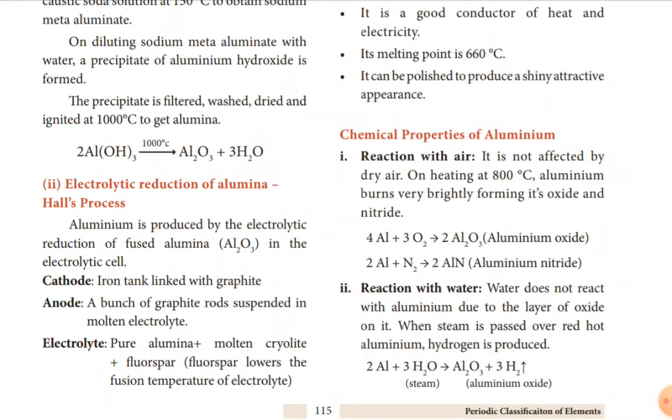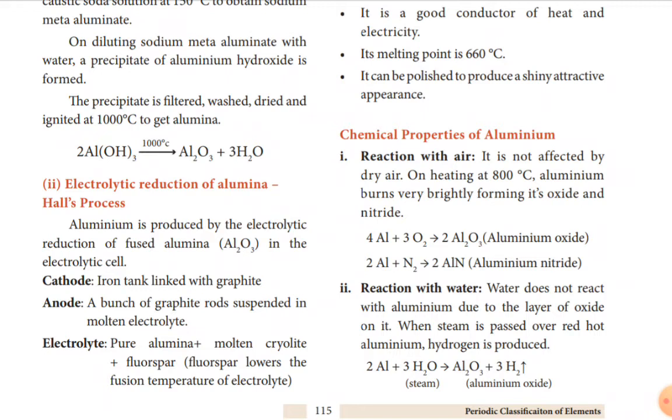So first one, see which is used as a cathode. Iron tank, because the electrolytic tank is made up of iron. Outside is going to be iron tank, inside is lined with graphite or carbon. Graphite means carbon. That graphite lining acts as cathode. Cathode means negative electrode. Then anode, that is a positive electrode. The bunch of graphite rods suspended in the molten electrolyte. So suspended electrodes are called anode.